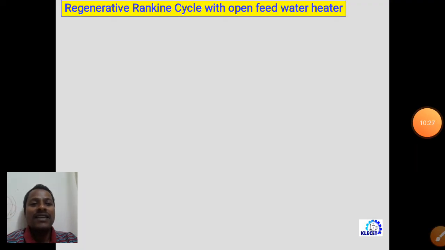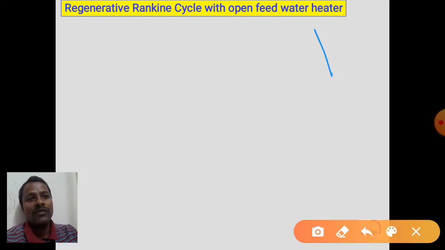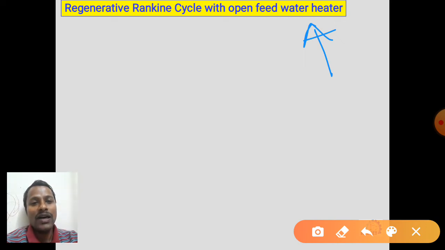Let's now understand in detail about the regenerative Rankine cycle with open feed water heater. This is the most important question for exams. They will ask us to write the explanation of the working of the regenerative Rankine cycle with open feed water heater. So we need to concentrate much on this concept. It's a theory question that students need to write the answer for.